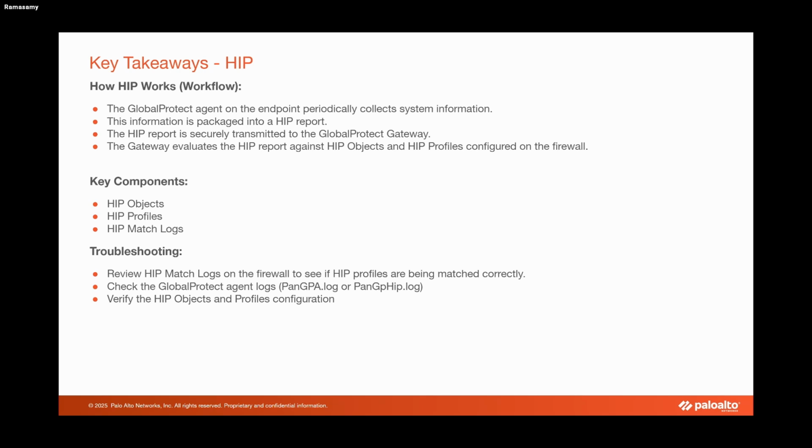Check the GlobalProtect agent logs, the pan-gpa.log or the pan-gp-hip.log on the endpoint to confirm the HIP reports are being generated and sent. Verify the configuration on the firewall to ensure the criteria are correctly defined.